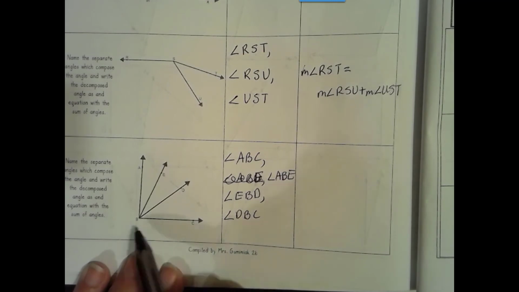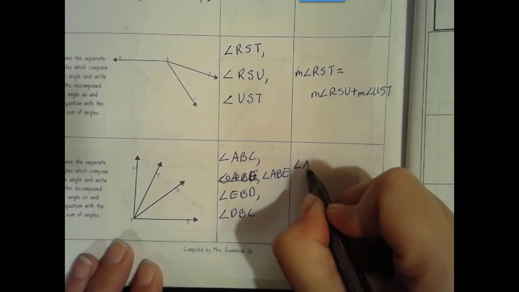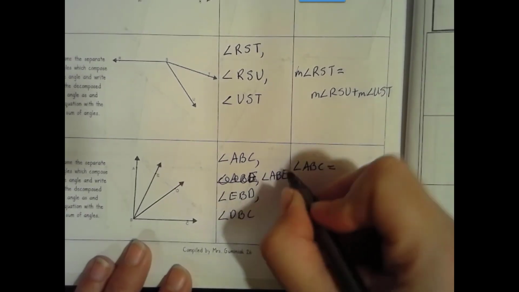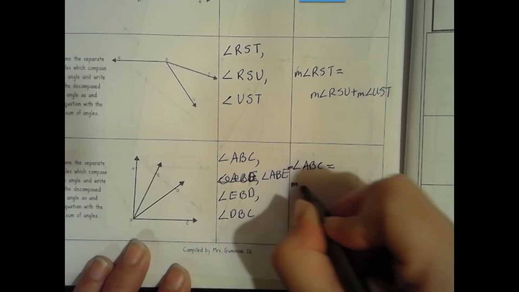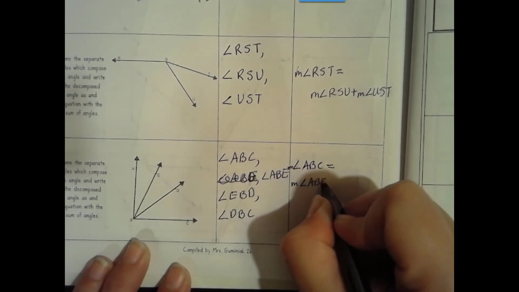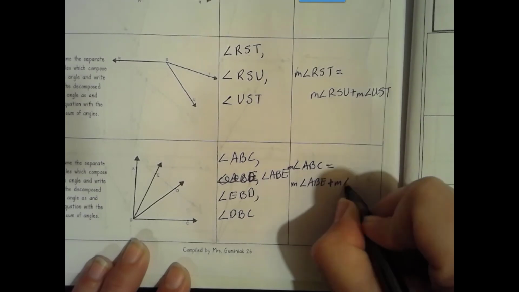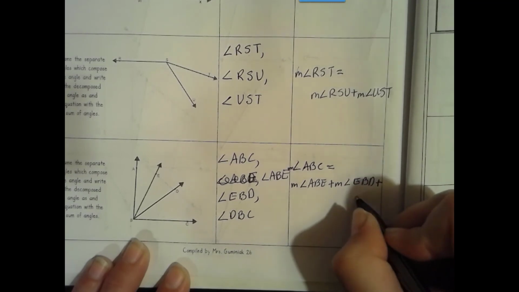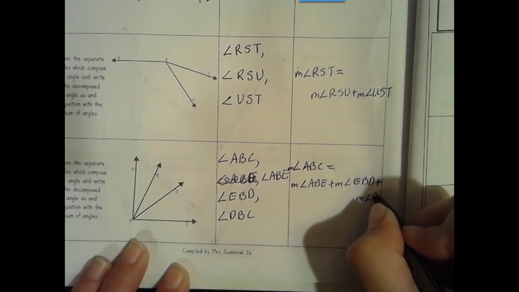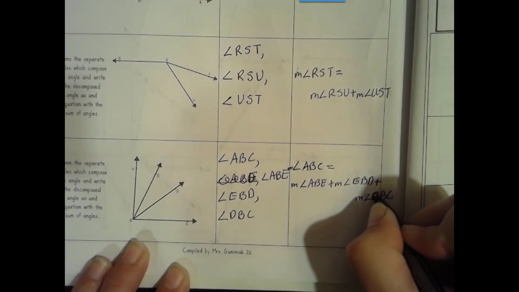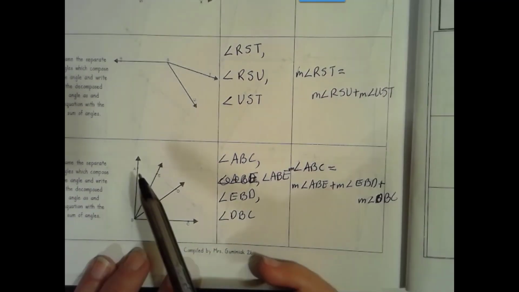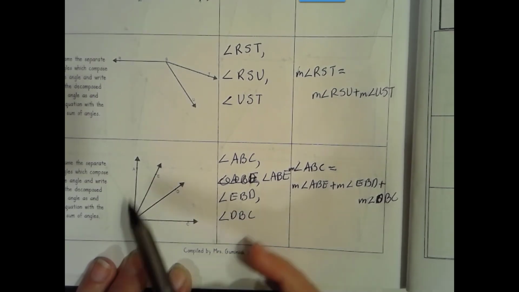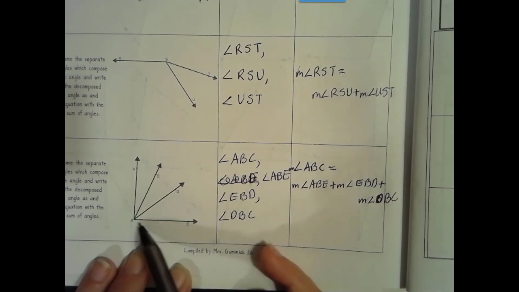So this large angle right here, angle ABC, is composed of these 3 smaller ones. I forgot the M for measure. Measure of angle ABE plus the measure of angle EBD plus the measure of angle DBC. This angle plus this angle plus this angle equals this larger one. These 3 are composed together to make this larger angle.